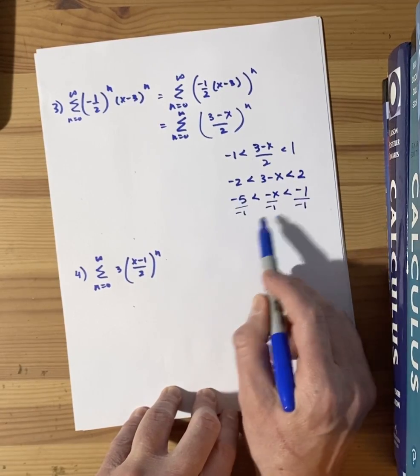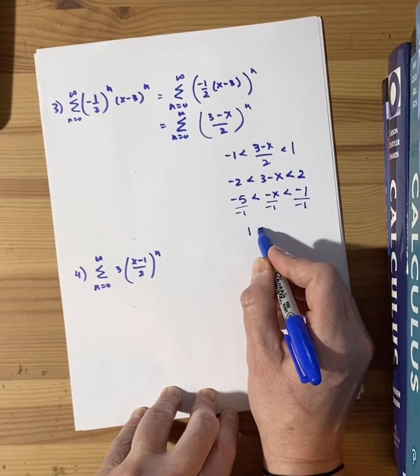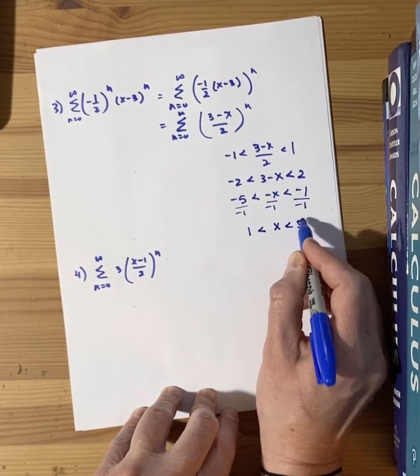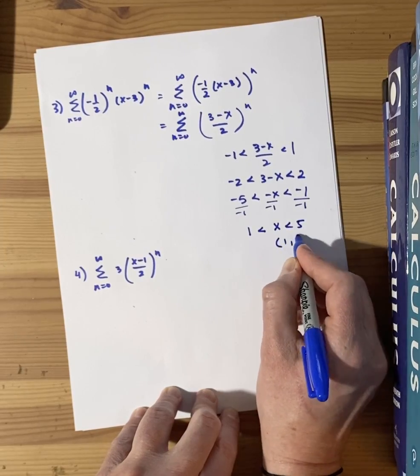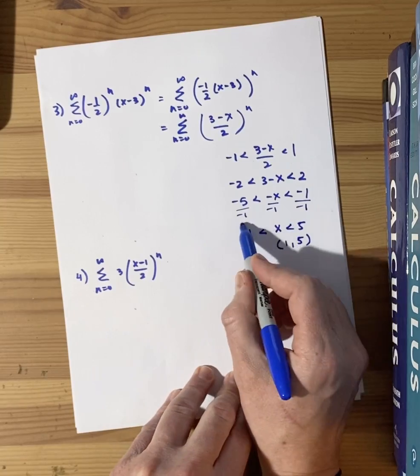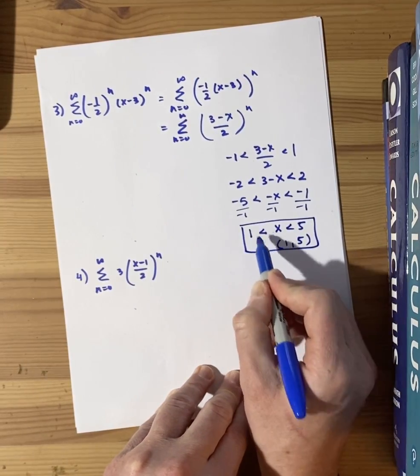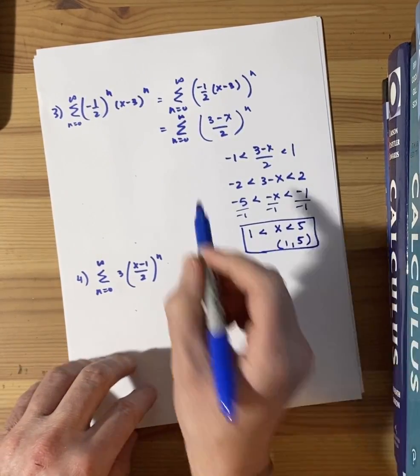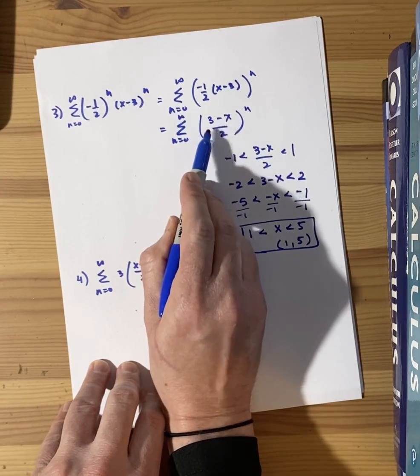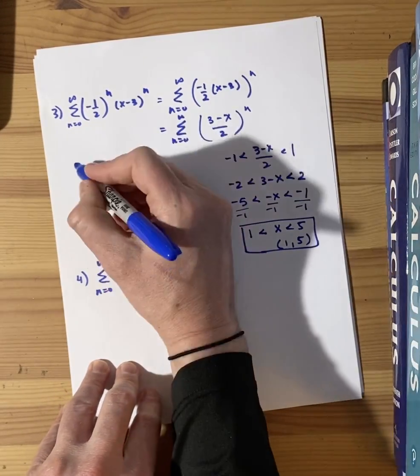I'm going to actually flip the whole thing. This becomes 1 less than x, and less than 5. So my interval of convergence would be 1 to 5. And again, it doesn't matter which way you write this. Now, to look for the function, this is the ratio that we're using, our common ratio. Again, you're plugging in 0.